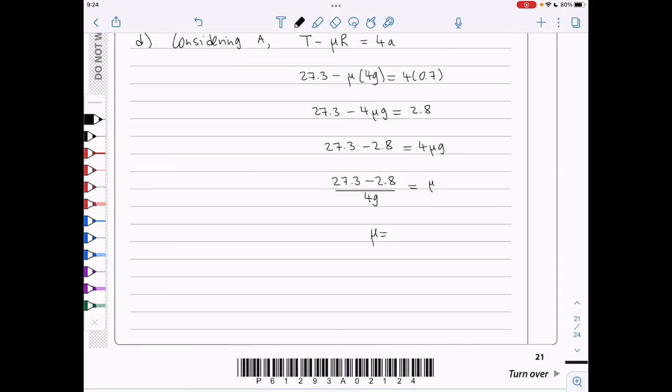However, you need to give it as a decimal to 2 or 3 SF. Do not give the exact value of 5/8 because this depends on the value of g that you have used. We have used 9.8. If someone would use maybe 10 or 9.81, they will be getting a different answer. So we are not justified in giving an exact answer. We go to 2 or 3 SF.